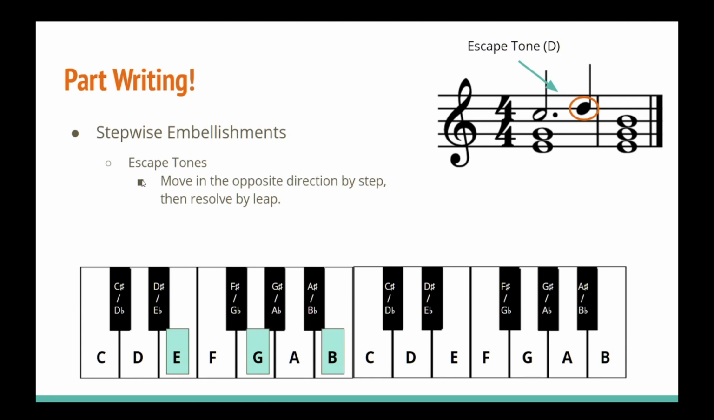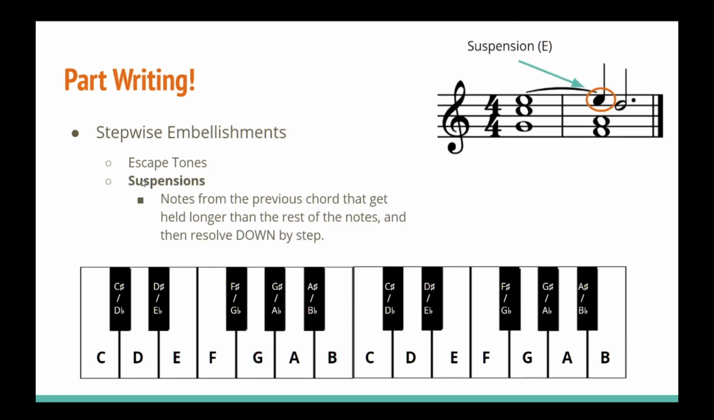We could also use suspensions, which are notes from the previous chord that get held just a little bit longer than the rest, before resolving down by step to the next pitch. Here we have a C major chord transitioning to a D minor chord. However, the E in the top voice gets held into the first beat of the D minor chord, so the E goes from being a chordal tone in C major to being a non-chordal tone in the D minor, but it resolves quickly after by moving down a step to the D.